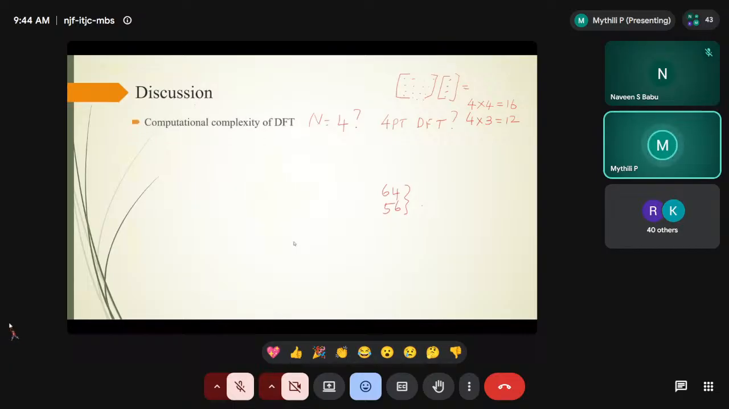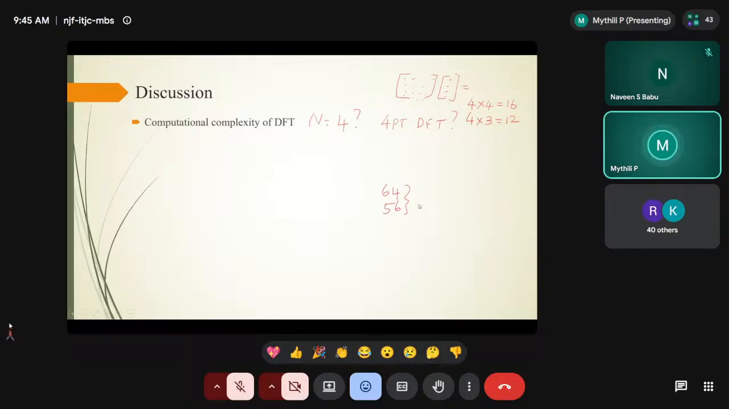Computational complexity of DFT, that was what we were discussing. To compute a 4-point DFT, we need 4 into 4, that is 16 multiplications, and 4 into 3, 12 additions. Now to do this 4-point, it's easy at the classroom level. To do an 8-point, you will need 64 multiplications and 56 additions.